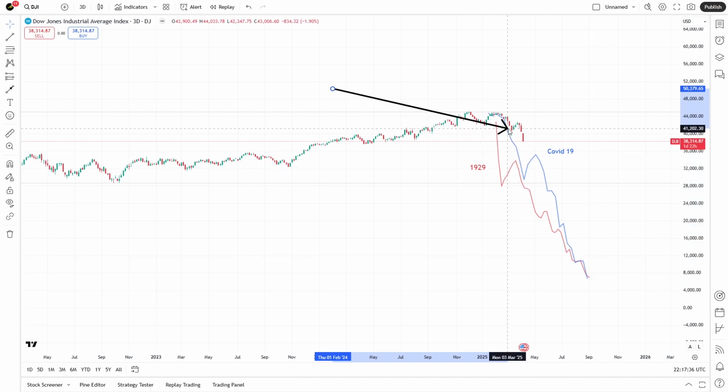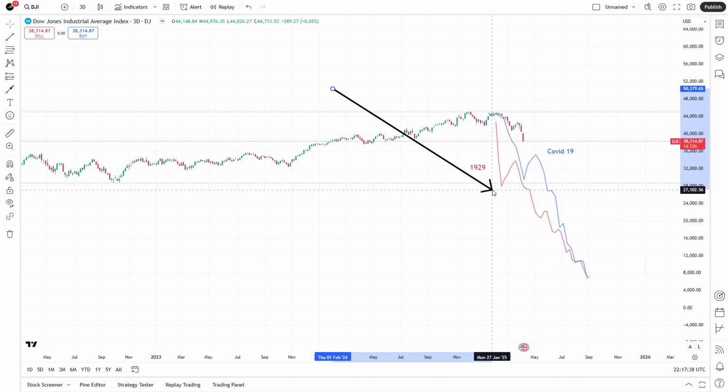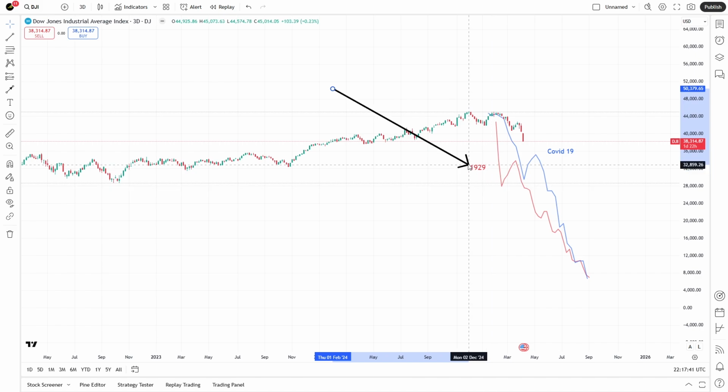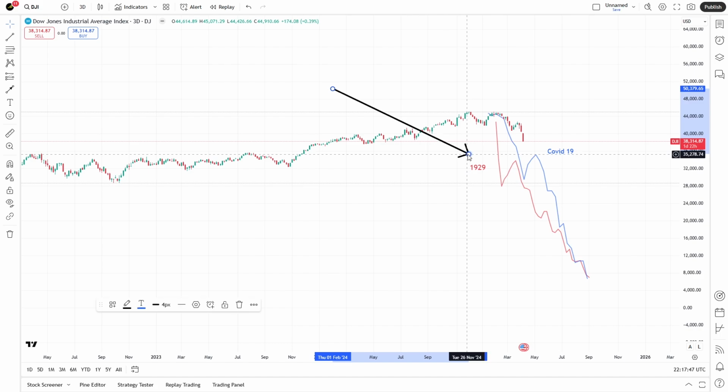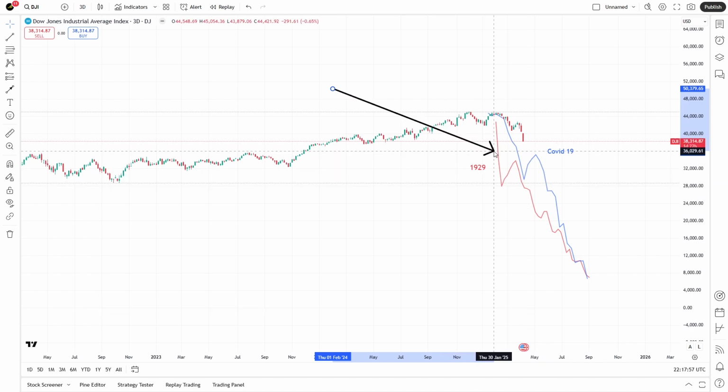The 1929 decline dropped something like 89 point something percent, if I'm not mistaken. So it's a large decline. Same with the C19 one. It's a large decline, but we don't know how that will materialize today. But we should expect a potential large decline, a potential intense decline like these fractals suggest.